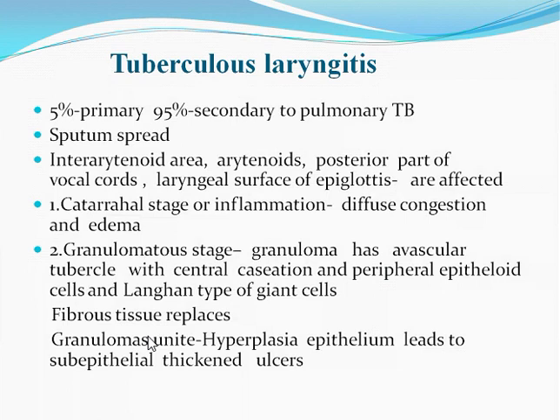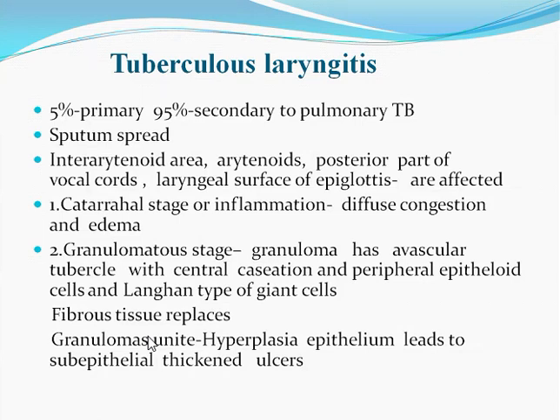Specific disorders of the larynx: tuberculous laryngitis. 5% are primary, but most of them are secondary to pulmonary tuberculosis, 95%. It is a sputum spread disease. It goes into the interarytenoid area; the arytenoids, the posterior part of the vocal cords, and the laryngeal surface of the epiglottis are affected.